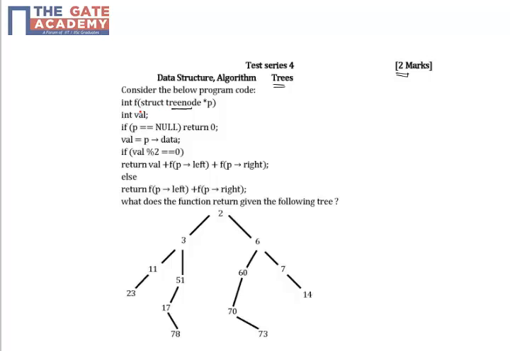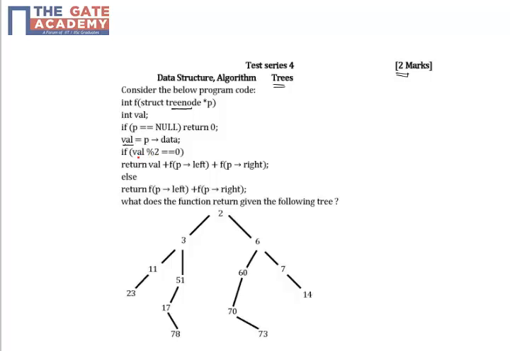So the code within the function is we are taking an integer variable value. If pointer == null, so whatever pointer we are passing, if it is not pointing to anyone, return 0. Else, read the info or the data field of that node into the variable value.